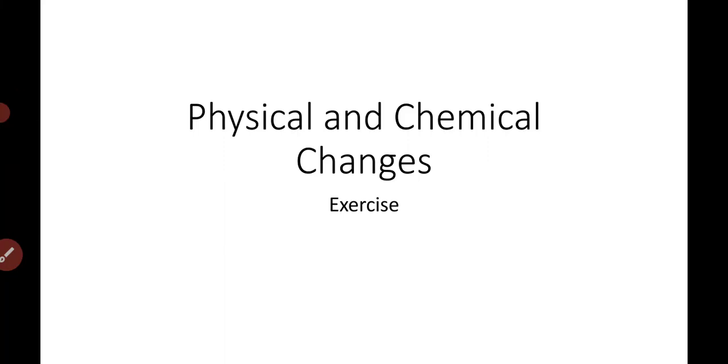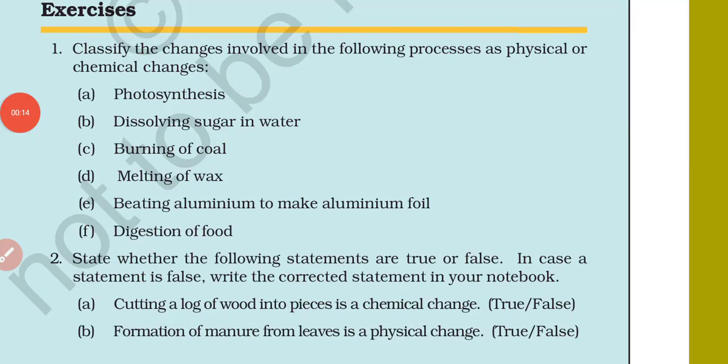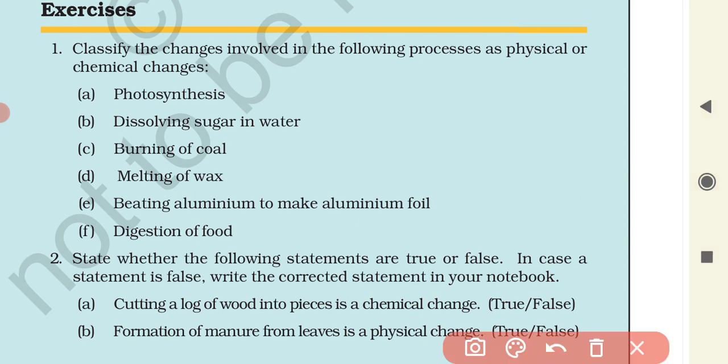So in this video I am going to provide you the exercise questions and answers from the chapter Physical and Chemical Changes. Okay, so let's begin from question number 1. Classify the changes involved in the following processes as physical or chemical changes. Some of the processes are given to you and you have to classify them as physical change or chemical change. Okay, so photosynthesis, first of all, what is it?